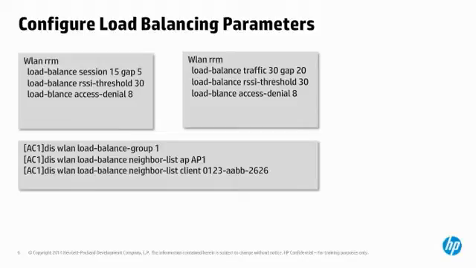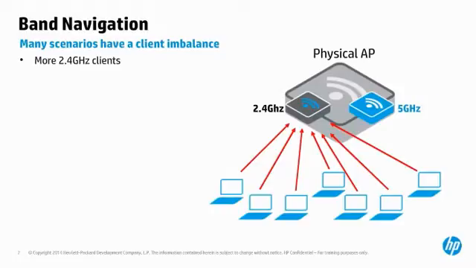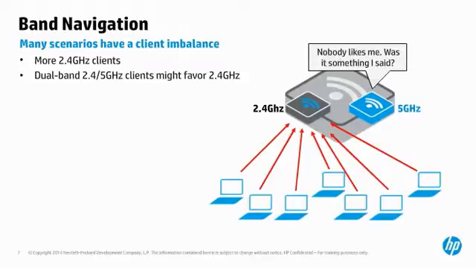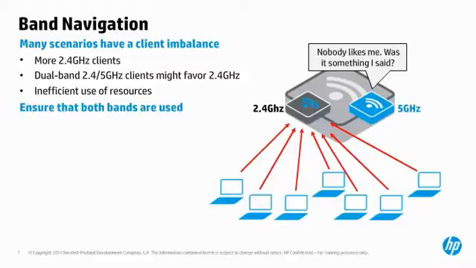Many environments simply have more 2.4 GHz clients. Also, while some clients have both 2.4 and 5 GHz radios, they may tend to favor the 2.4 GHz radio. Each AP's 2.4 GHz radio can get overloaded with clients, while the 5 GHz radio sits largely idle. This is not an efficient use of resources. The band navigation feature seeks to mitigate this issue.